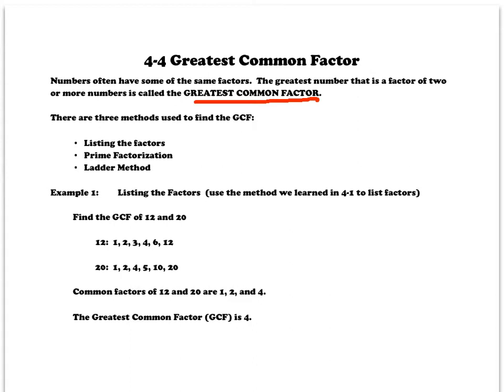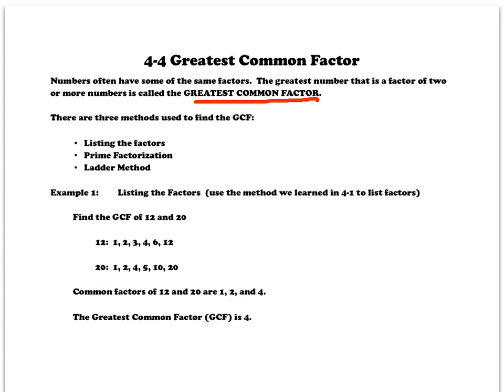In example 1, we're going to list the factors. Recall that this is the method we learned in 4.1. If you need to review how to list factors, look back at your notes for 4.1. We're going to find the GCF of 12 and 20. I'm going to go ahead and list the factors of these two numbers, but I'm not going to show you how to do the actual listing, as this is something you should already know how to do.